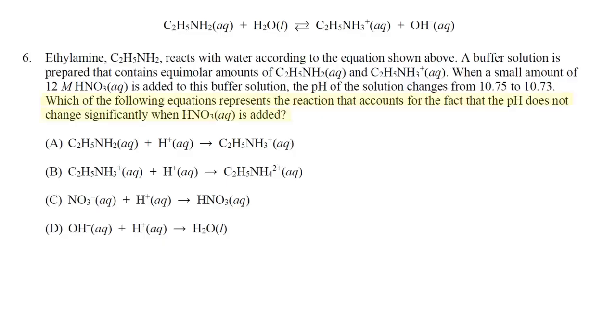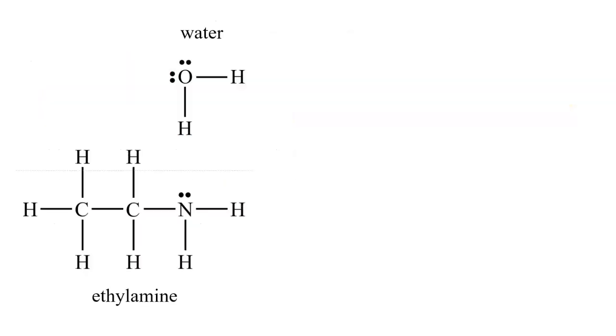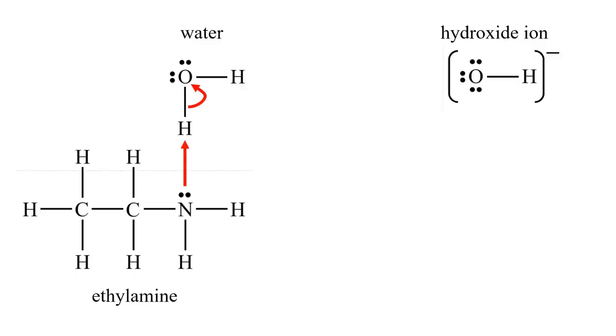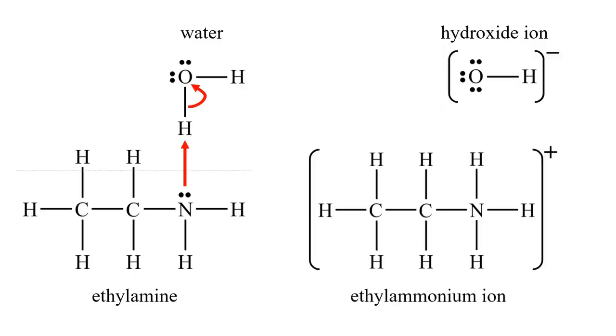Now here comes the question. Which of the following equations represents the reaction that accounts for the fact that the pH does not change significantly when a small amount of nitric acid is added? Now on this next slide, I'll just show you, here's the structure of the ethylamine molecule. And there's a lone pair of electrons on that nitrogen atom, and that's where the ethylamine is acting as a proton acceptor. So it accepts the proton from the water molecule. That will form the hydroxide ion, but then it also produces its conjugate acid, which is the ethylammonium ion.